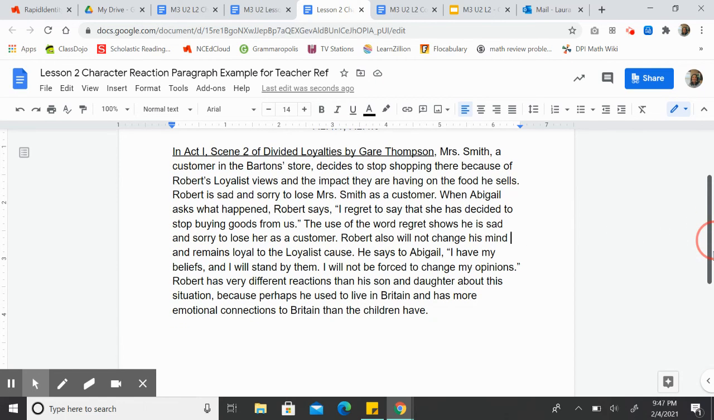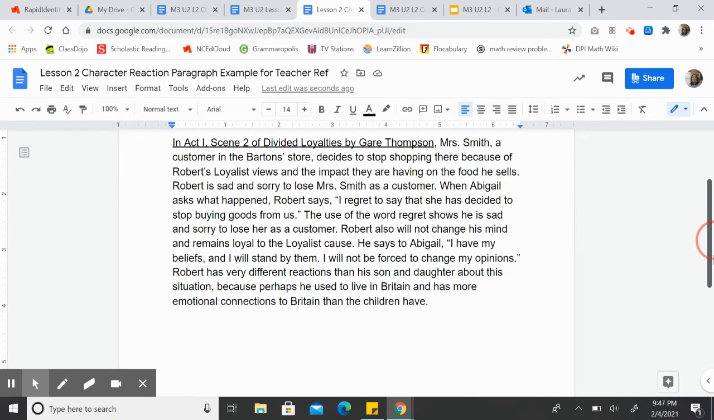Robert has very different reactions than his son and daughter about this situation, because perhaps he's used to living in Britain and has more emotional connections to Britain than the children have. So this explains how Robert thought and felt and how he reacted, and then it compares his reaction to that of his children. Okay? So there's quite a few different pieces in there that we needed to include. So as we continue, you're going to be writing character analysis paragraphs, and you're going to have to make sure that you have all of these pieces.